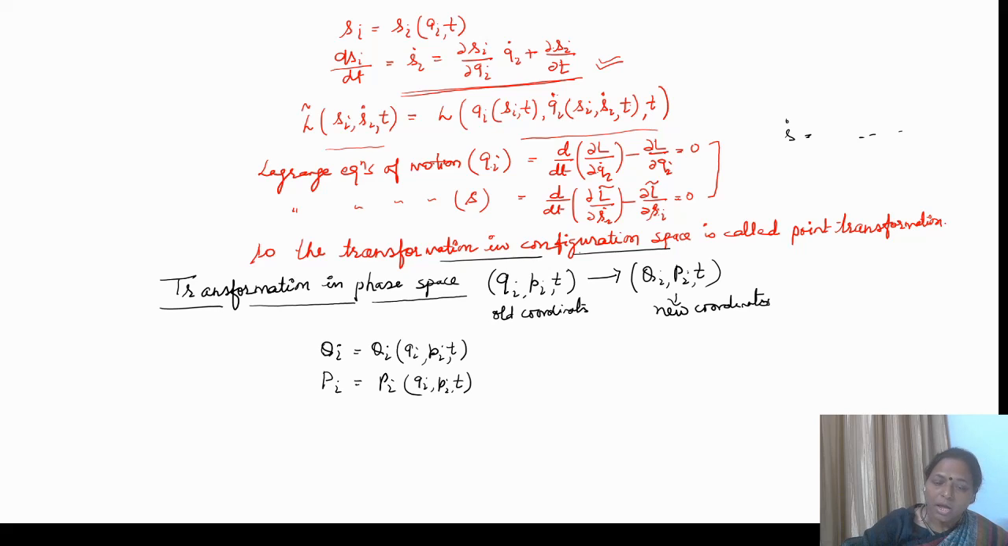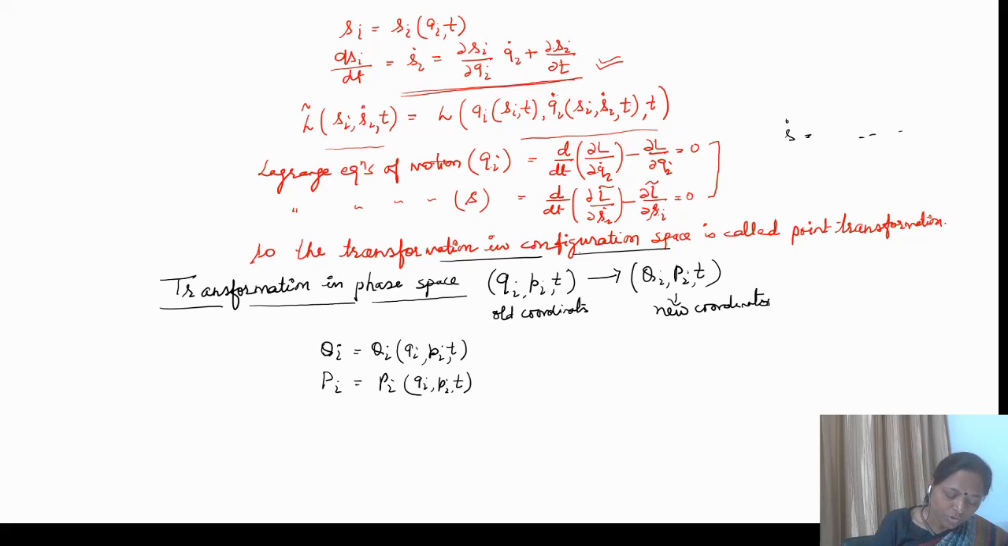Because your Hamiltonian is obtained with the help of the Lagrangian, and it is obtained with the help of Legendre transformation, therefore your Hamiltonian in the old and in the new may not be the same. It is not derived directly from L. It is derived from the Lagrangian L with the help of Legendre transformation.